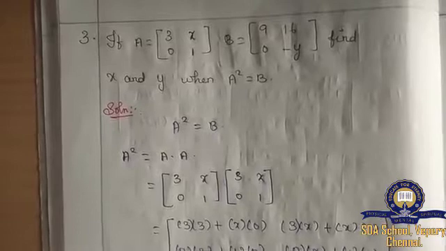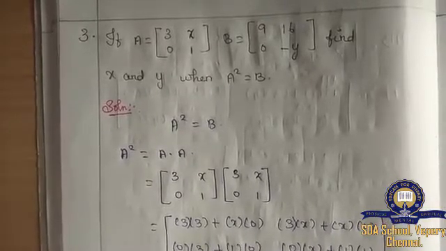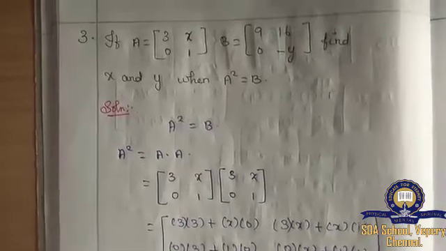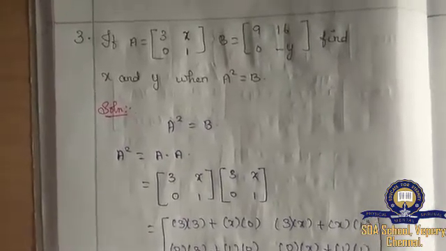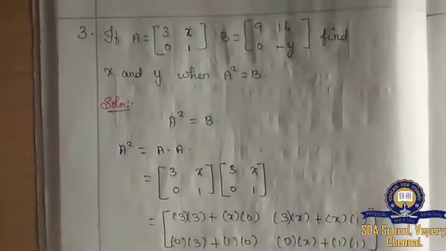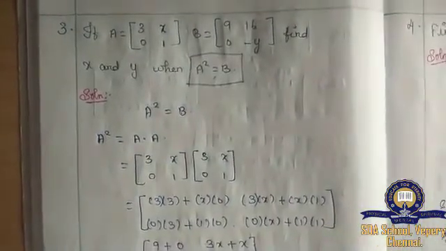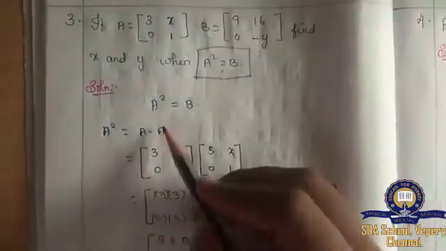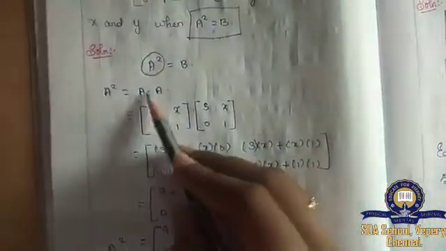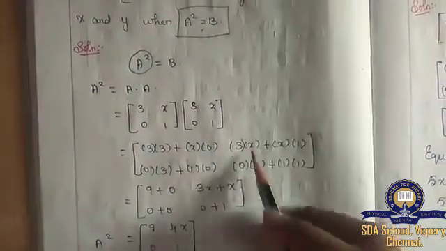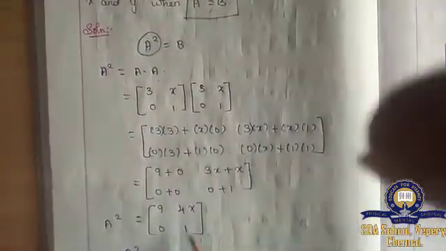What is given? If A is equal to 3, x, 0, 1 and B is equal to 9, 16, 0 and minus 1. Here what is the question? Find x and y when A square is equal to B. So please children, you just listen to this. Here the condition given is A square is equal to B, right? So what you have to do? First you have to find A square. So how to find A square? In the last problem also we found A square, right?